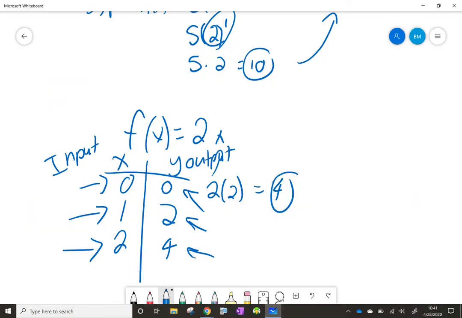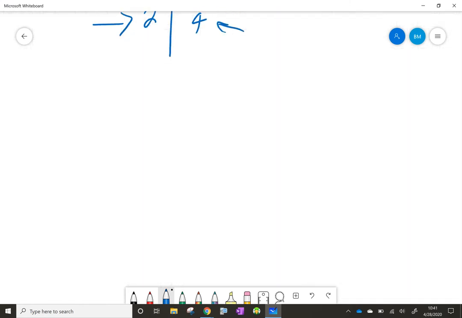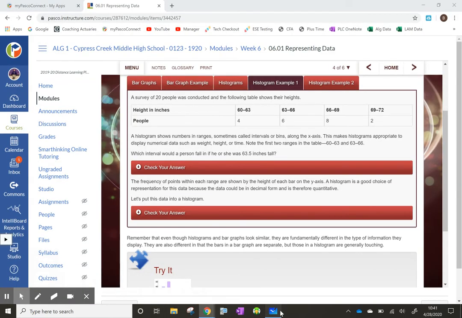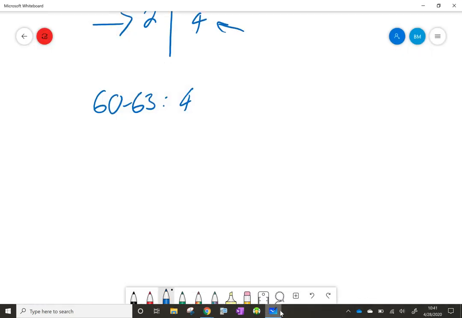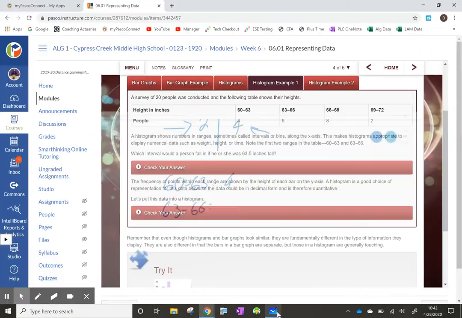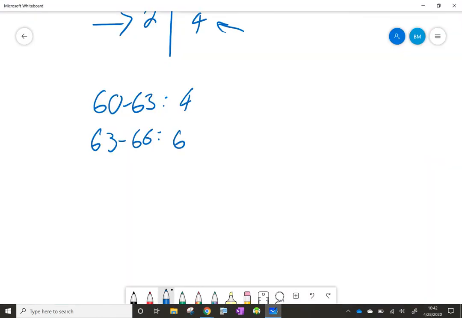So let's copy our data. We have 60 to 63. We had 4 people. From 63 to 66, we had 6 people. From 66 to 69, we had 8 people. And from 69 to 72, we had 2 people.